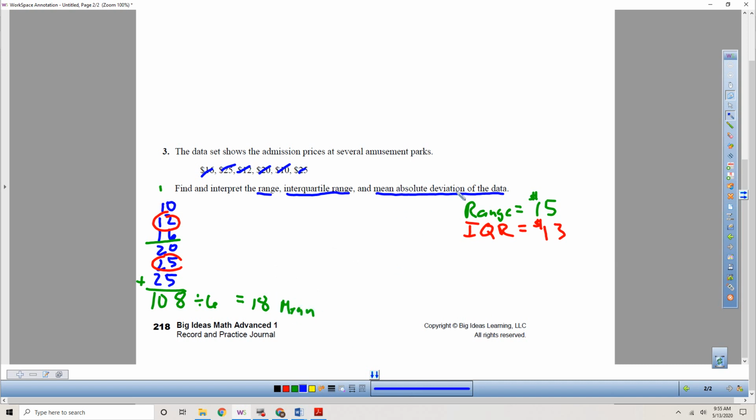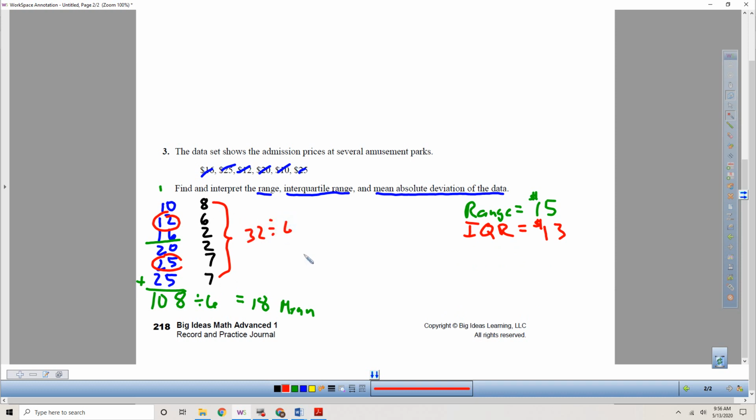So to find our mean absolute deviation, we have to find out how much each of these deviates from our mean. So 10 is 8 away from 18. 12 is 6 away from 18. 16 is 2 away from 18. 20 is 2 away from 18. 25 is 7 away from 18. And this is also 7. So now we have to find the average of these numbers. So 8 and 6 is 14, 15, 16, 17, 18, 25, 32. So this adds up to 32.